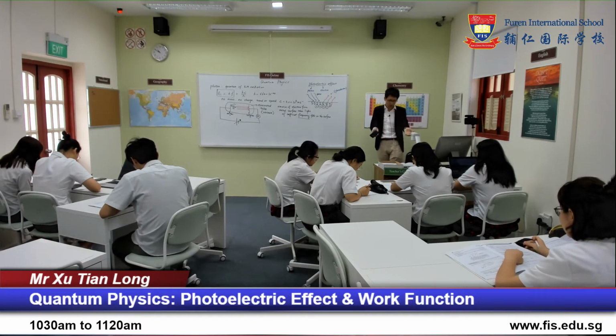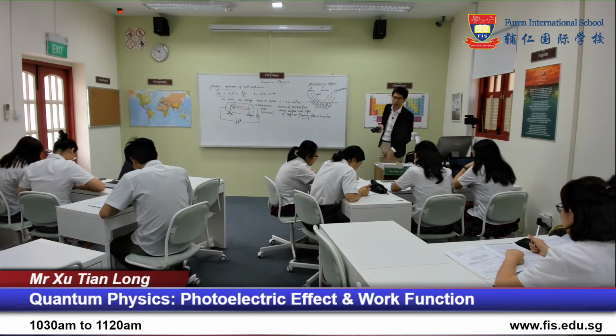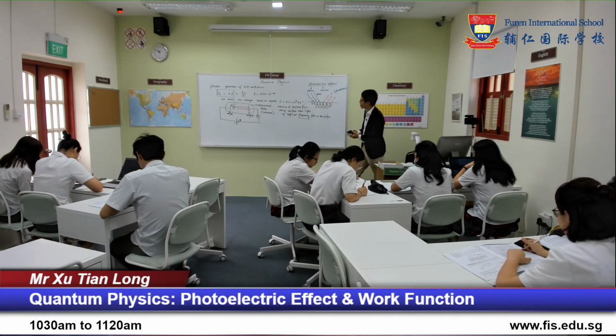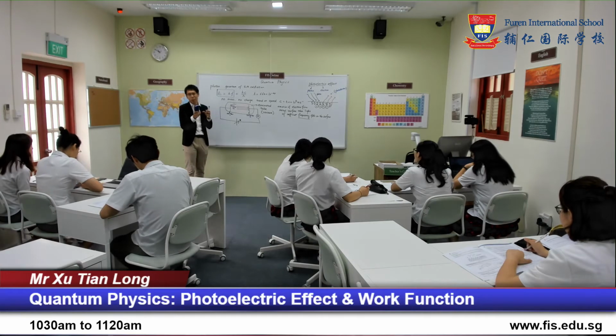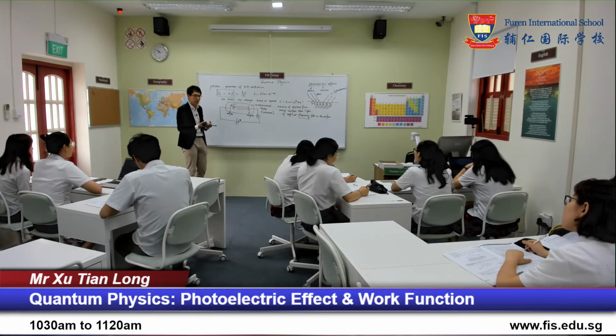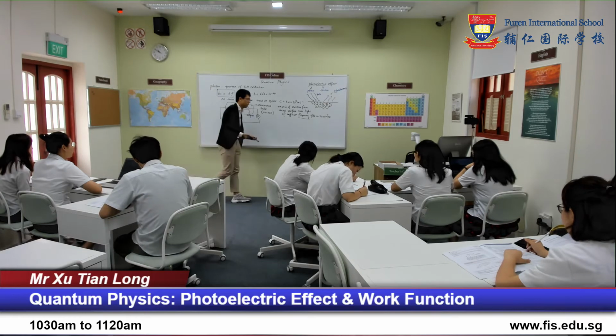And the photon will give all of its energy to that electron. Can you give half? Not possible. For a photon, the definition is the quantum of electromagnetic radiation, so it's the smallest packet of energy. So you cannot give half. It's already the smallest. Either you give all or you don't give.